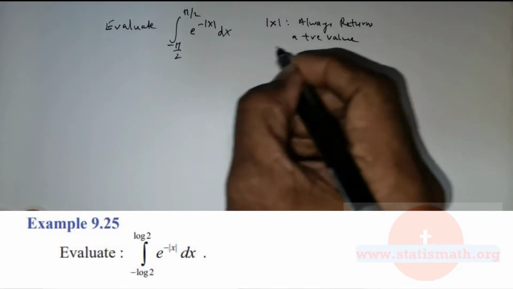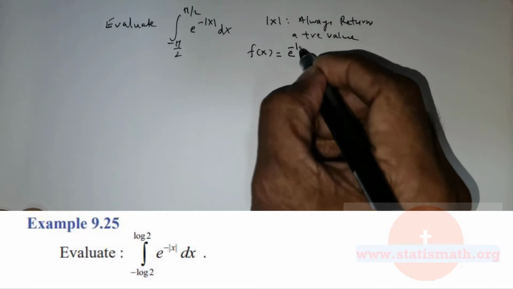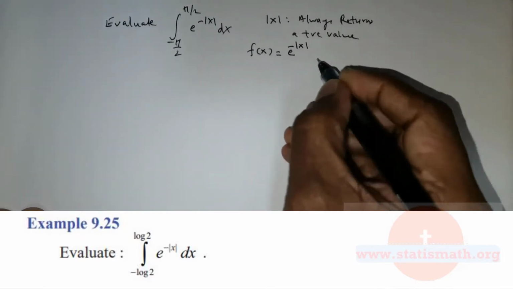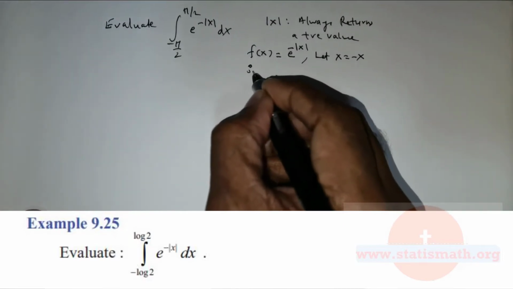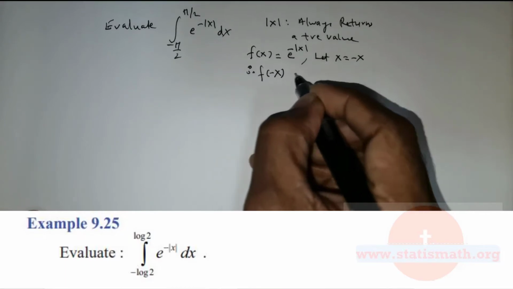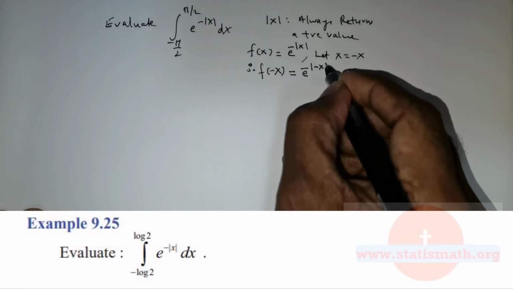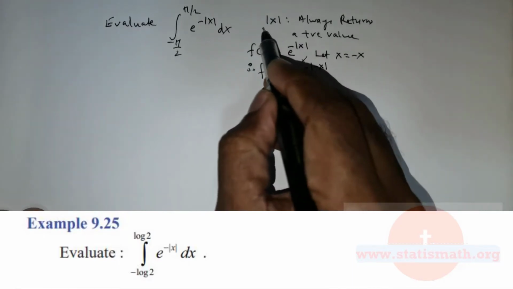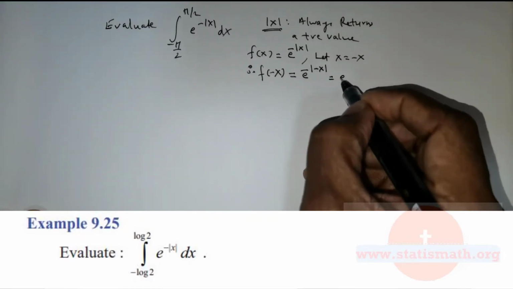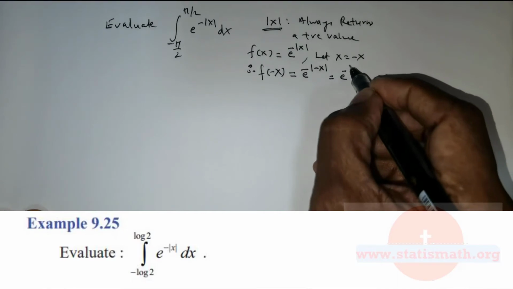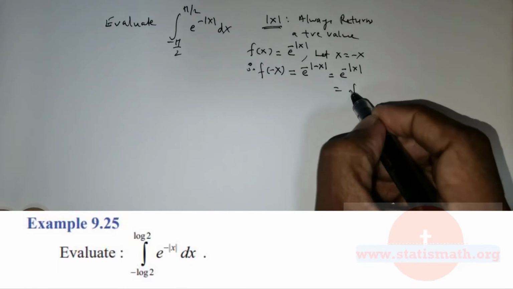Having said that, I'm going to consider f of x to be equal to e raised to the power negative modulus of x. Now, let us substitute x with negative x. Therefore, we would now have f of negative x equal to e raised to the power negative mod of negative x. Since mod of x returns the positive value, I can rewrite this as e raised to the power negative mod of x. Now, this is nothing but f of x.